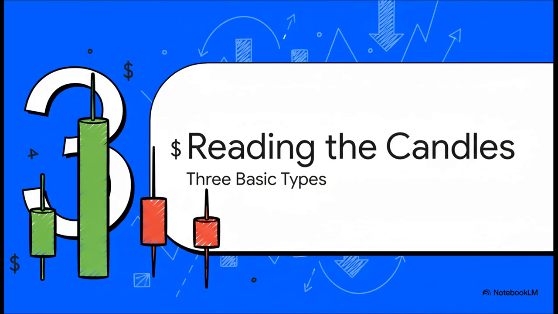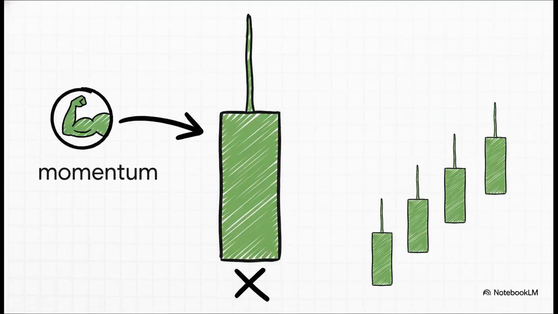Okay, so with that huge warning out of the way, let's learn the simple language of Heikin Ashi. It all comes down to understanding its three basic candle types. First up, we've got the bullish candle. It's green, and the key feature you're looking for is a long upper wick with little to absolutely no lower wick.